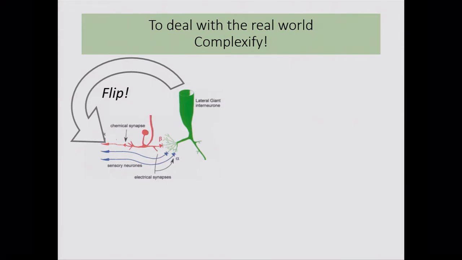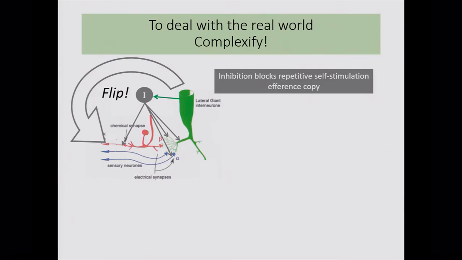So the next thing they discovered was that in fact a signal from the lateral giant goes off to a group of interneurons which are inhibitory. So that once the lateral giant has fired a single action potential and triggered a flip, these inhibitory interneurons stop action potentials being generated again in the lateral giant. And they act at several different places simultaneously. They act on the output synapses of the sensory receptors. They act on this, and they act on the input synapses onto the lateral giant, and also at the point here where the action potential is actually initiated. And this very effectively kills this positive feedback loop, which means that you don't get repetitive self-stimulation.